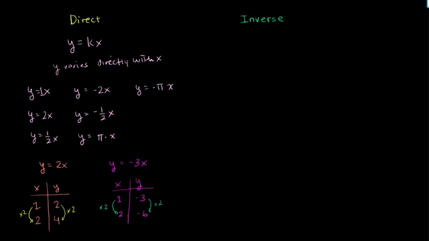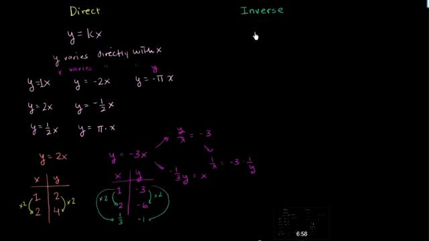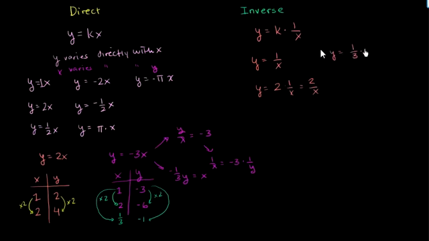Now let's do inverse variation. If I did it with y's and x's, this would be y is equal to some constant times 1 over x. So instead of being some constant times x, it's some constant times 1 over x. Let me show you a bunch of examples. It could be y is equal to 1 over x. It could be y is equal to 2 times 1 over x, which is clearly the same thing as 2 over x. It could be y is equal to 1/3 times 1 over x, which is the same thing as 1 over 3x. It could be y is equal to negative 2 over x.